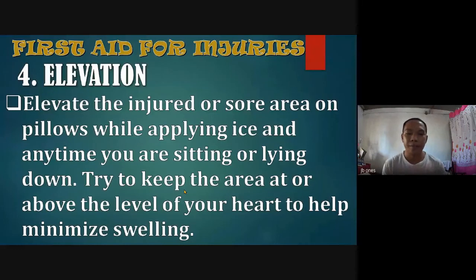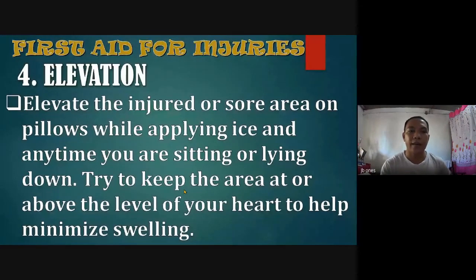That is the proper way of putting first aid to a basic injury. So try to keep the area at or above the level of your heart to help minimize swelling. If only your leg is injured, you lie down and raise your leg. The purpose is for the blood flow to your leg: if it is above the level of your heart, the blood flow to your leg is stronger. While if your heart is higher and only the leg is raised, the blood flow in the leg is not as fast. That is its purpose.